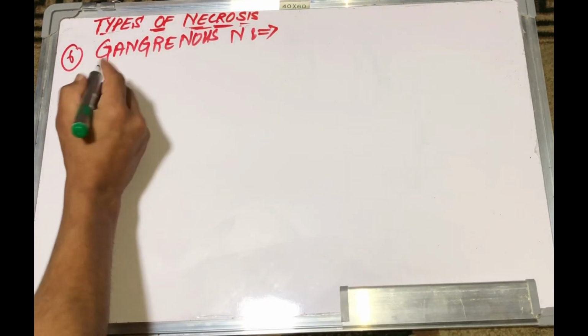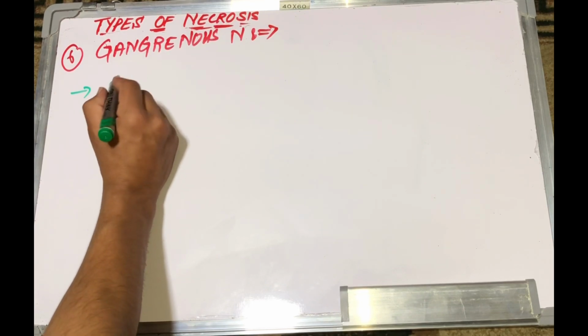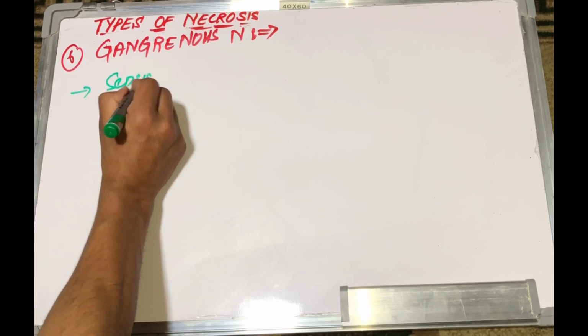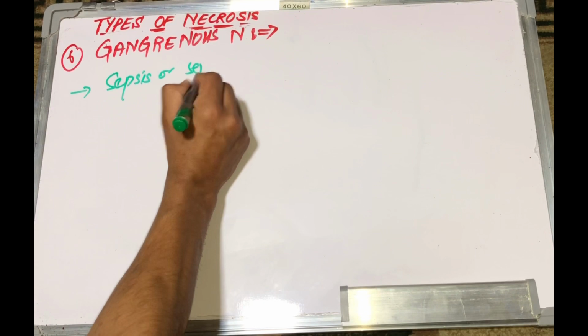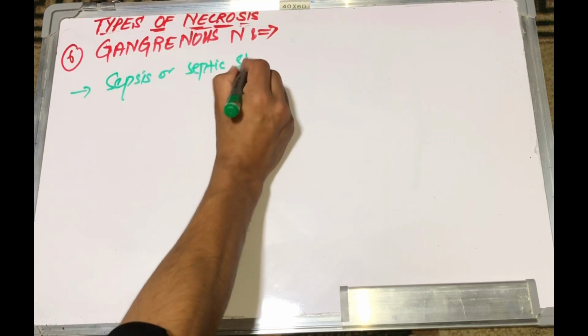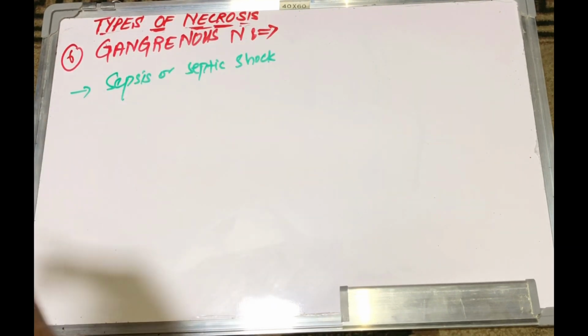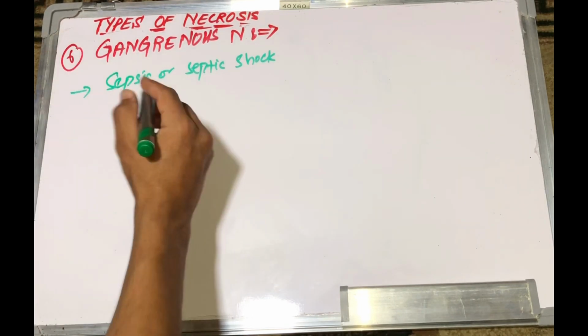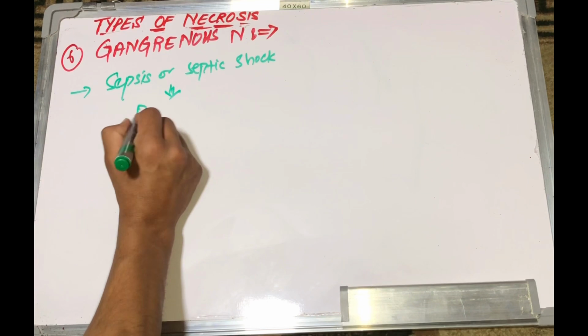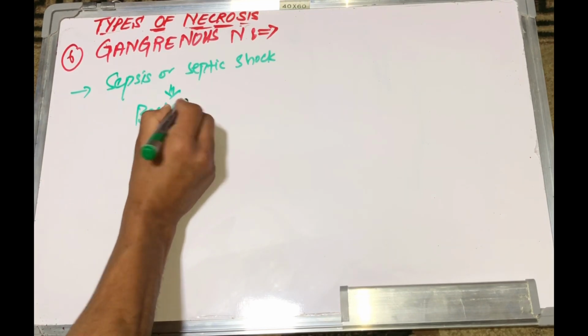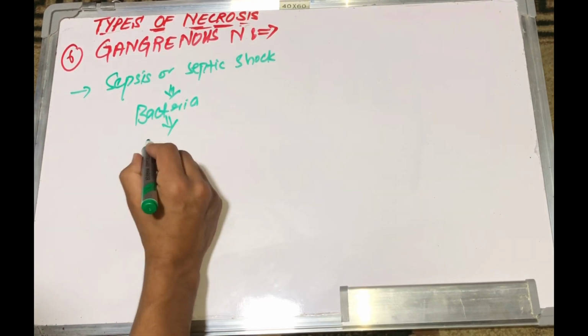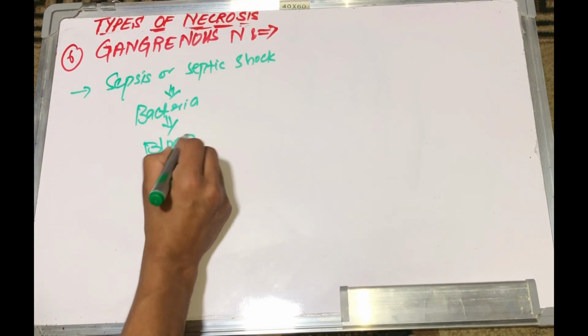Also, sepsis or septic shock can occur due to bacteria when they enter into the blood.